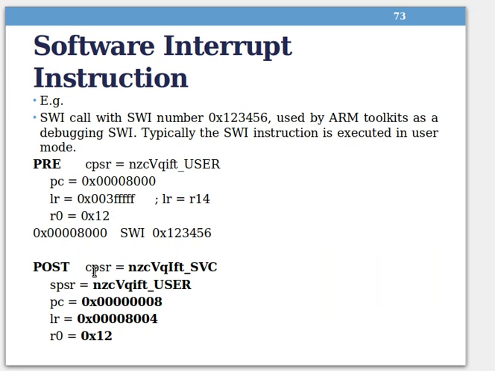Assume that this is the instruction which is going to be executed, SWI with this particular number. Before the execution, you can see that the CPSR value is NZCVQIFT_user, indicating that the SWI instruction is executed in the user mode. The current value of PC, link register, everything else is given here. And R0 is equal to 0x12.